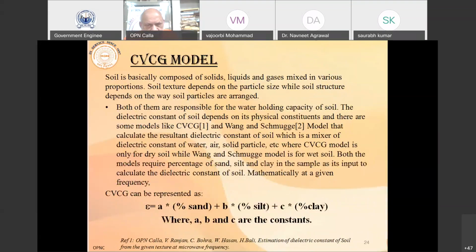Then we have generated a model where we can get the dielectric constant if we know the texture. So by knowing the sand percentage, silt percentage, and clay percentage, then we have three constants, and this depends upon the frequency, and then we can get the dielectric constant from that frequency. That is the CD model. Of course, there is another model available, Wang and Schmugge, that also can be used for doing the same thing. So from the texture itself, we are able to get the dielectric constant. That is what is interesting here.